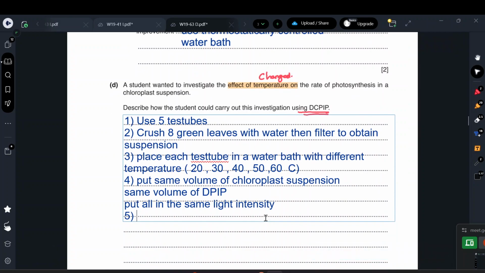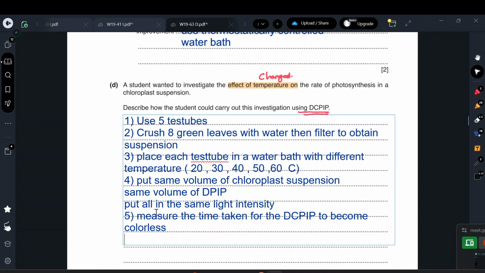How do I know that it became colorless? You will not see the green color of the chloroplasts. Measure the time taken for the DCPIP to become colorless. This is your dependent variable.